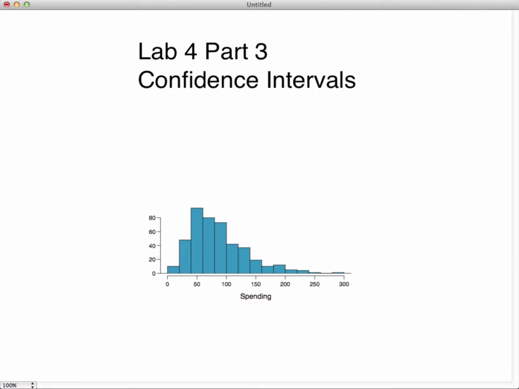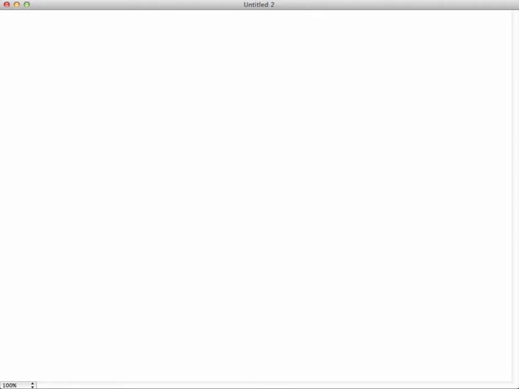Welcome to Lab 4, Part 3, Confidence Intervals. We're going to take on exercise 4.12 in this particular part of the lab. But before we do that, we should do a quick review of what the central limit theorem says and one more time about how we create a confidence interval. So to do that, we'll go ahead and get the whiteboard open here.